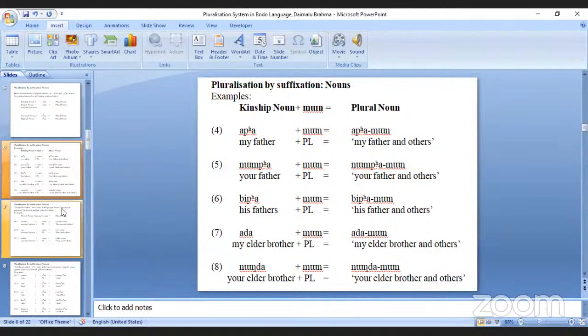Daimalu, in case you hypothetically have more than one father, you have many fathers, then how do you say my fathers? If you have something like many fathers, how do you say my fathers? More than one father, that means. Suppose hypothetically you have many fathers, then how would you say my fathers? Here also we say apaman.